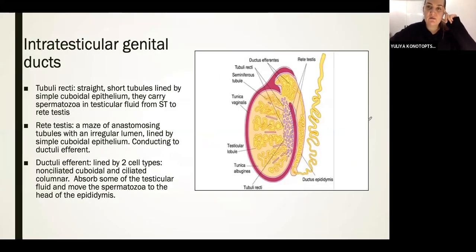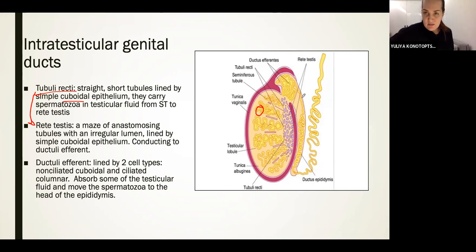Okay, we have said that here we have seminiferous tubules. Now spermatozoa are going to be traveling from these seminiferous tubules into the next duct, located in the connective tissue septa, which we call tubuli recti, the straight tubules. The only thing special about them is that they are located in the connective tissue septa. Simple cuboidal epithelium, nobody cares. From tubuli recti, spermatozoa go into the rete testis.